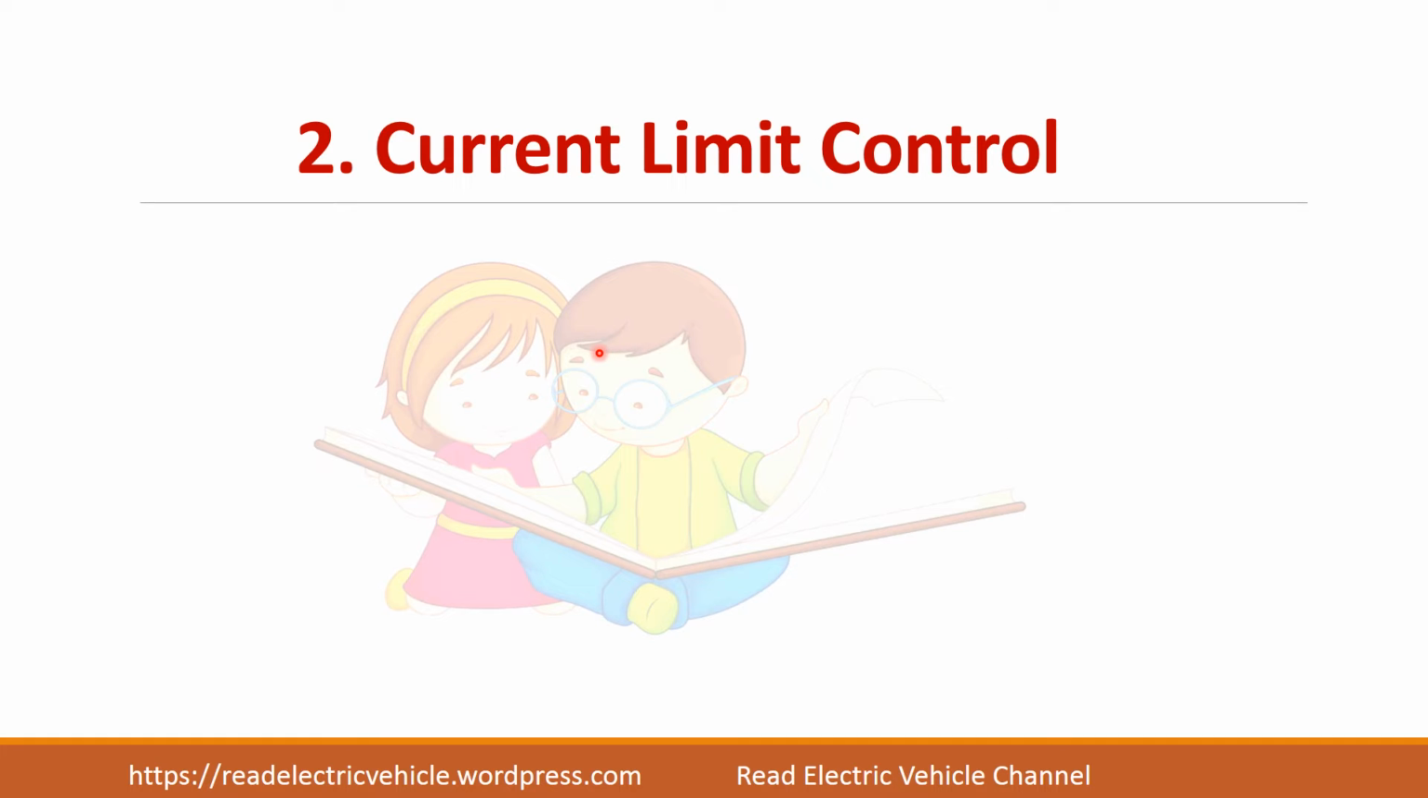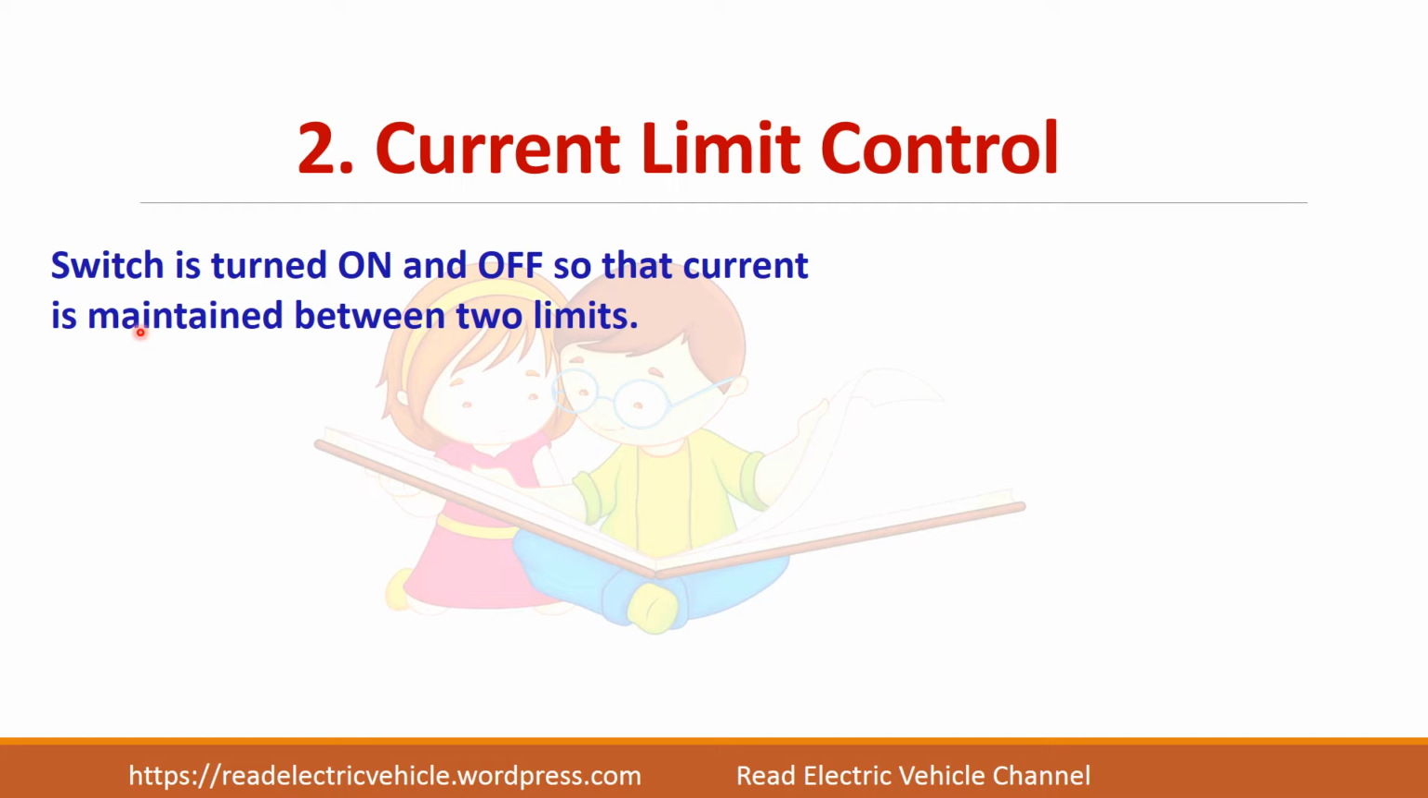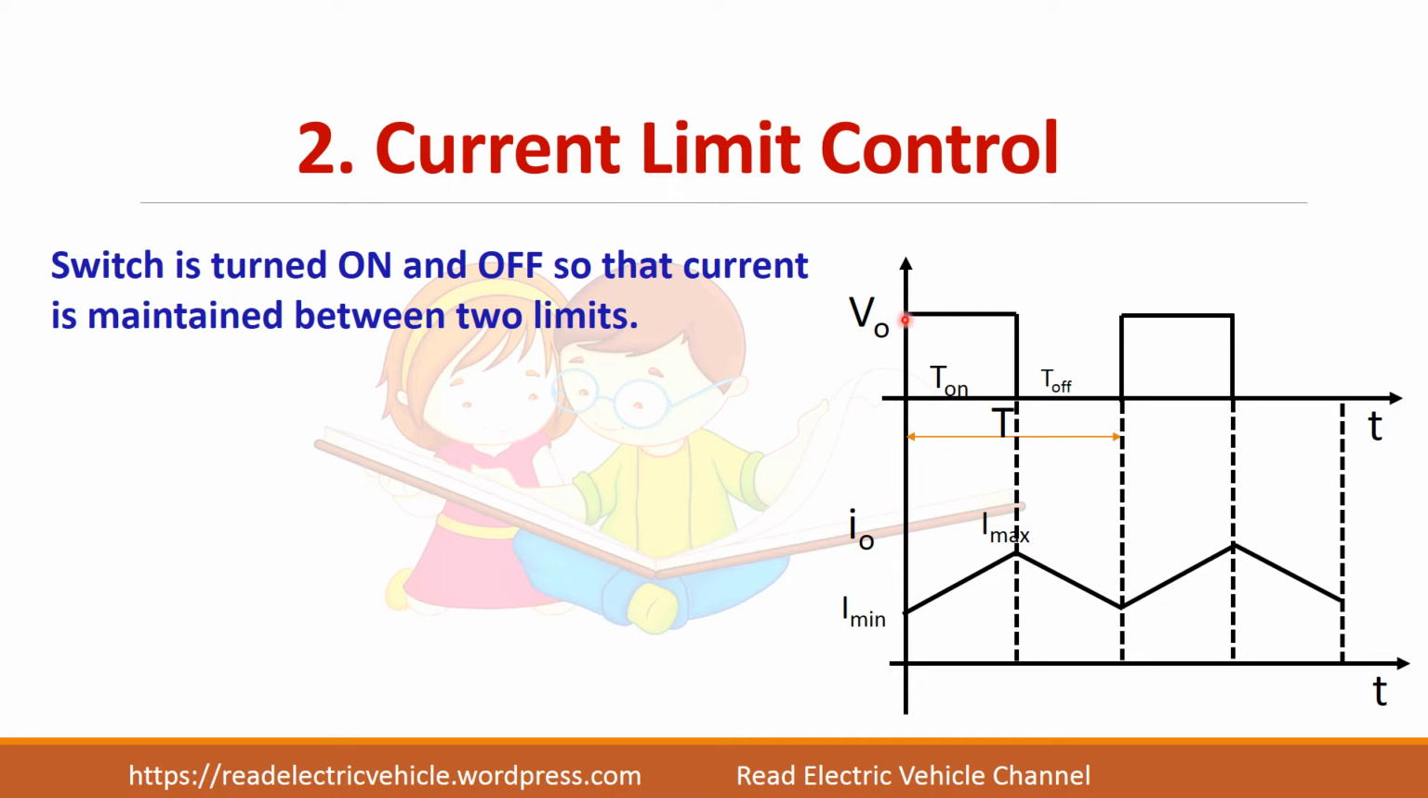Next method is current limit control. Here the switch is turned on and off so that the current is always maintained between two limits. So this is the output voltage waveform. How you are getting this waveform is, first you should monitor the current. When it reaches a minimum current, you turn on the device, so the current increases, and when this current reaches the maximum value, you turn off the device.